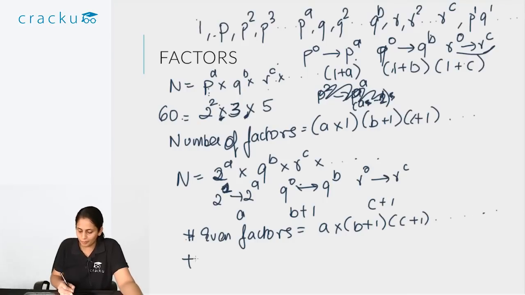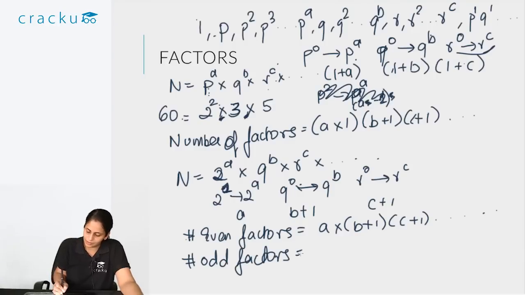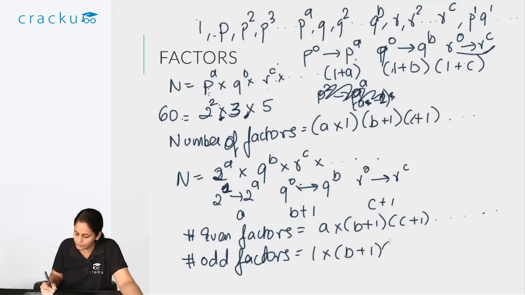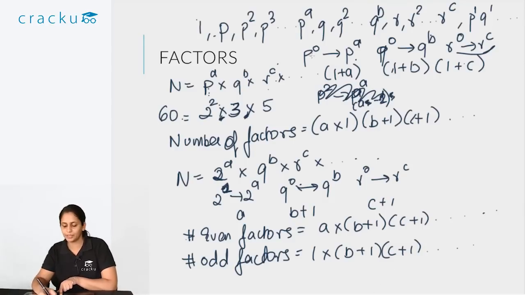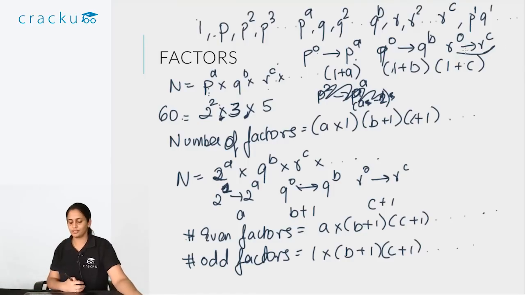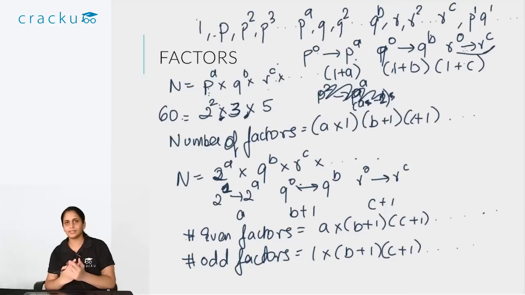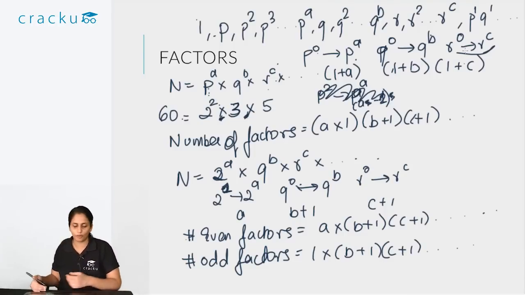Now obviously the number of odd factors would be total number of factors minus this. So total number of factors minus this would be 1 into (b plus 1) into (c plus 1) and so on. There I am basically saying that the only power of 2 that I can take is 2 raised to 0. I can't take any other power of 2, and I can take any power of the remaining prime factors as such. So this is the number of odd factors and number of even factors. This is basically the concept behind prime factorization: number of factors, number of even factors and number of odd factors.